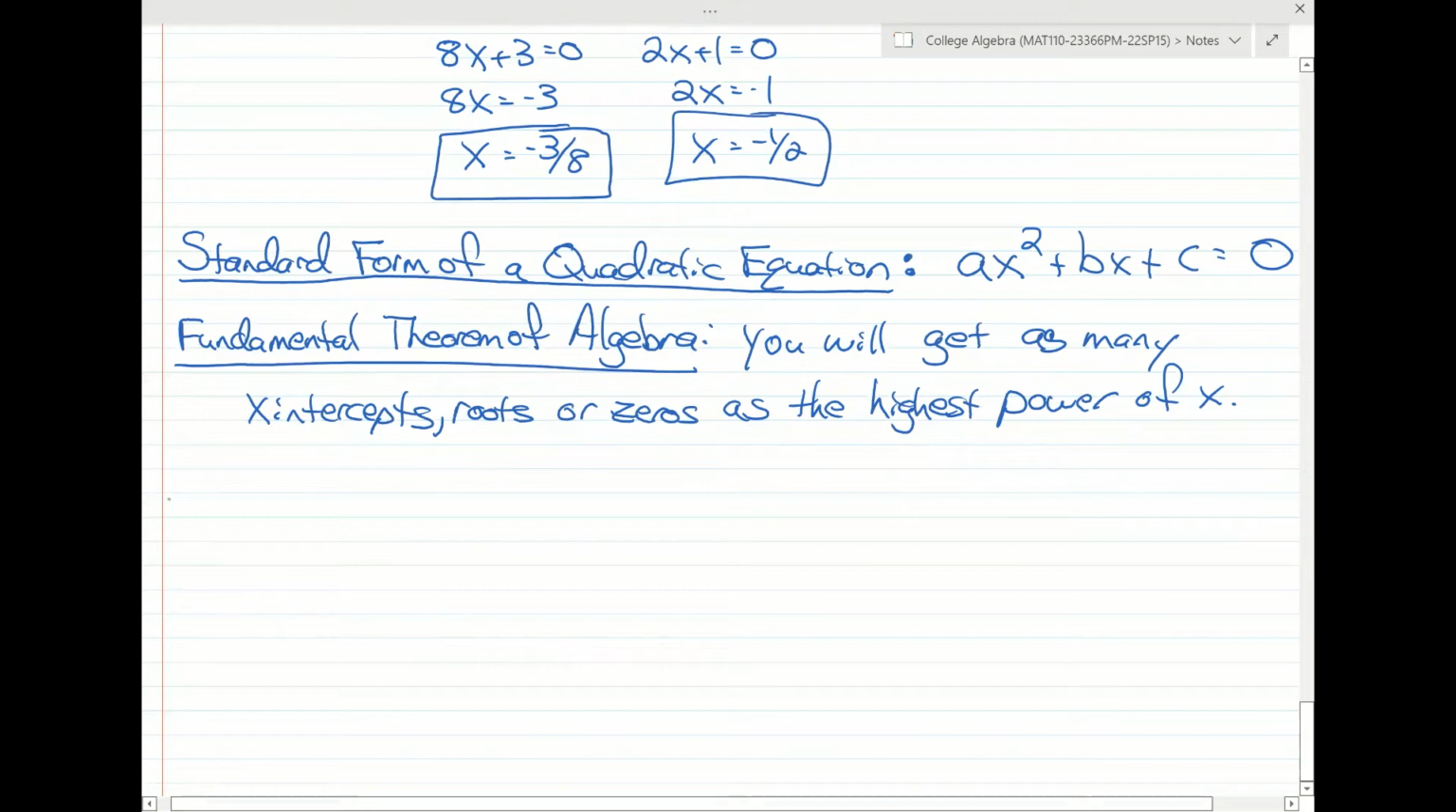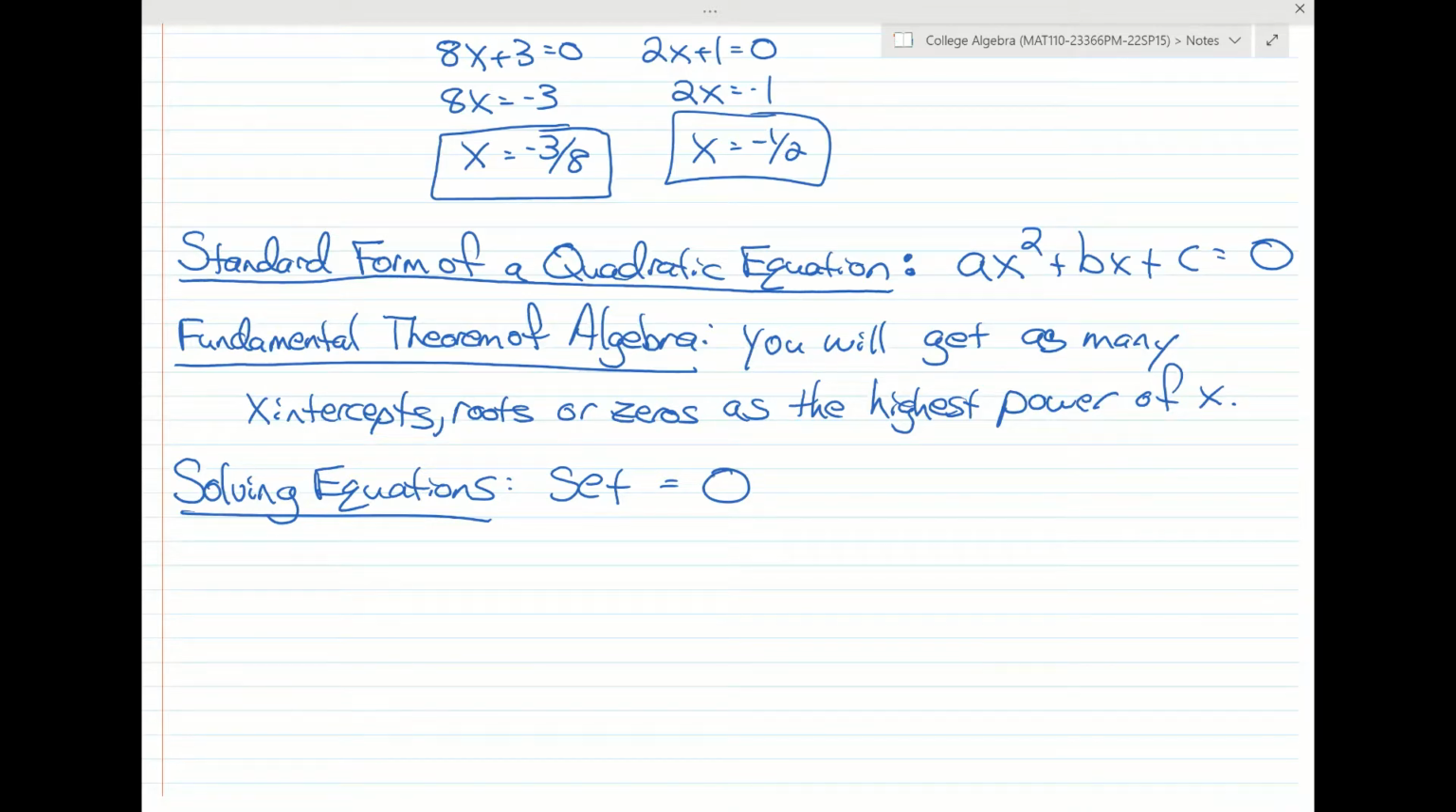And the last thing before we get into actually doing this is at this level when we're solving equations, you want to make sure you set equal to 0. When we get to these more complicated equations, you want to start by making them equal to 0 and then factoring to solve.